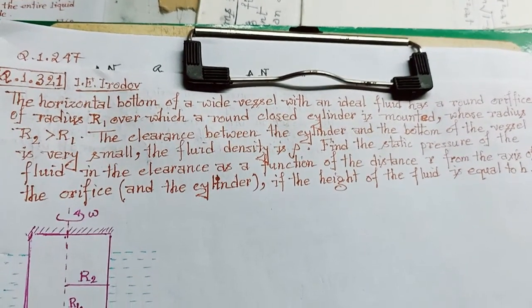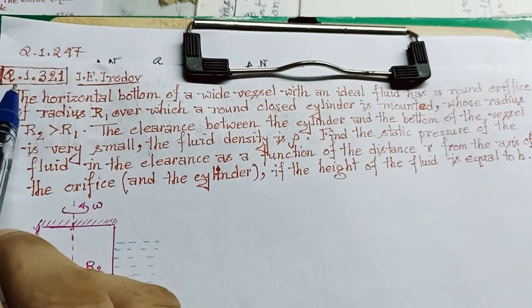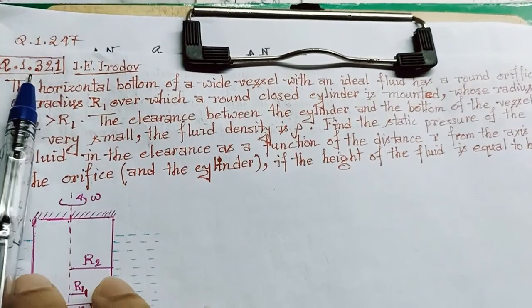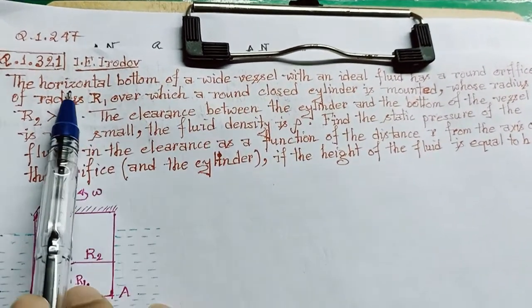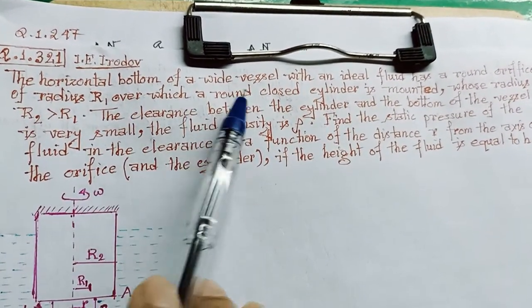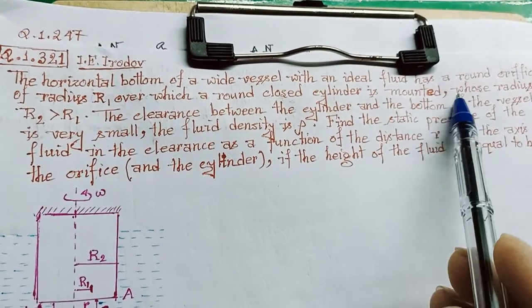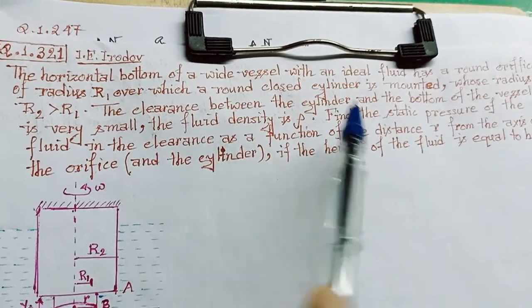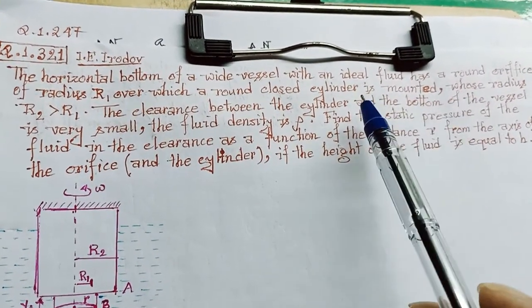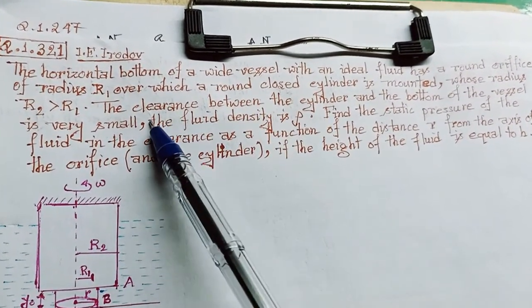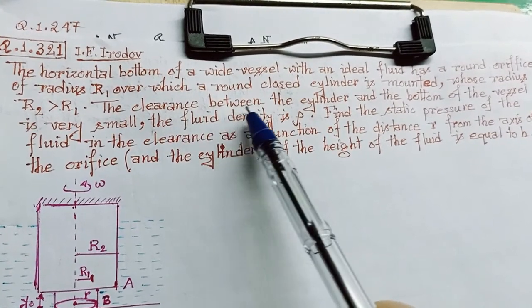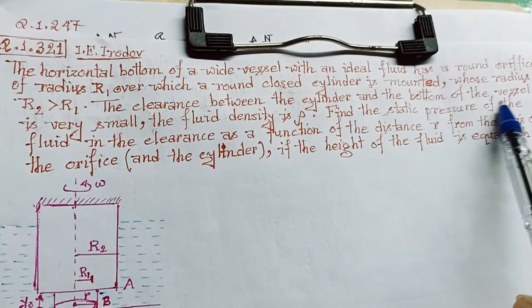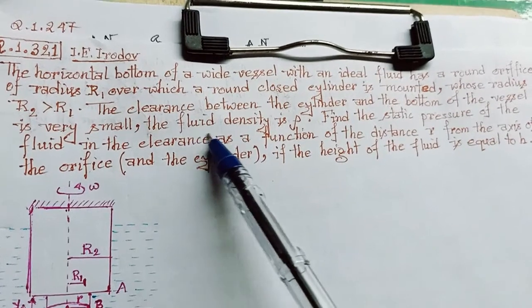Here is a question from Irodov, from Fluid Mechanics or Hydrodynamics, question number 1.321. In this question it is given that the horizontal bottom of a wide vessel with an ideal fluid has a round orifice of radius r1 over which a round closed cylinder is mounted, whose radius r2 is greater than r1. The clearance between the cylinder and the bottom of the vessel is very small. The fluid density is rho.